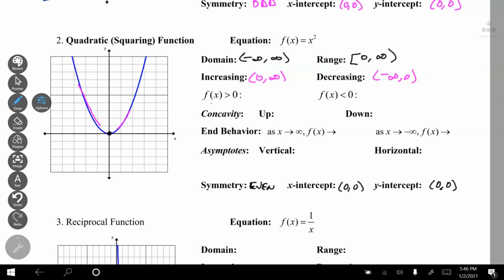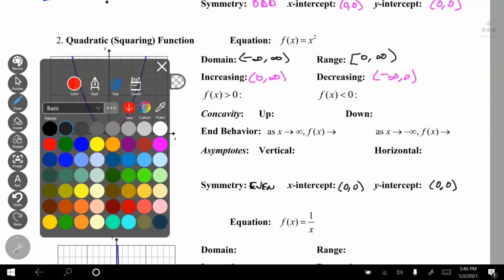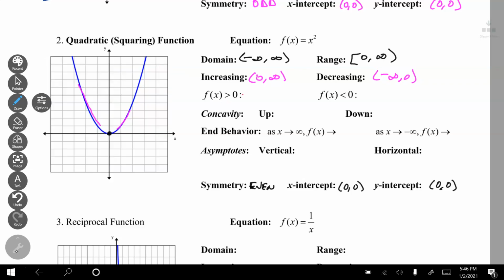When is it above the x-axis? Well, technically it is always above the x-axis, except right there at the origin. So it would be negative infinity to 0 union 0 to infinity. Because for that little moment at x equals 0, it is not above the x-axis. It is never below the x-axis. Concavity is, well, to me it is always concave up. It is never concave down.